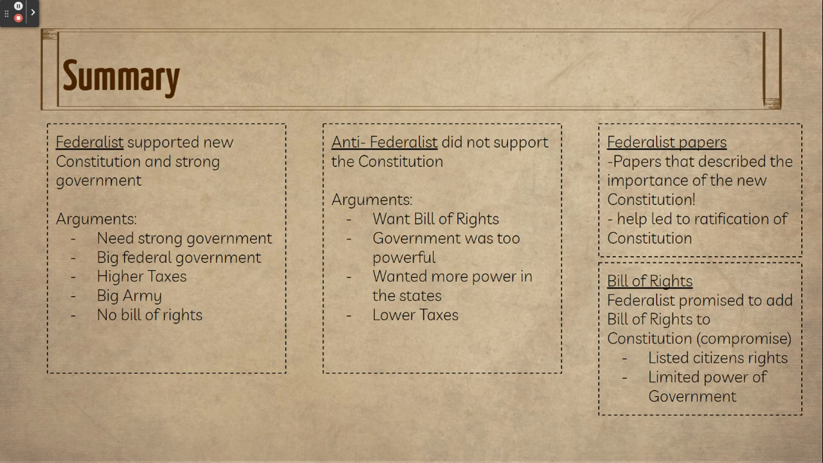The Bill of Rights listed people's individual liberties and limited the power of the government. So today, we still have our US Constitution, we still have our Bill of Rights, which is our first 10 amendments, and then many more amendments have been added since then.